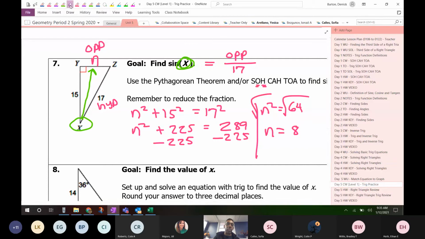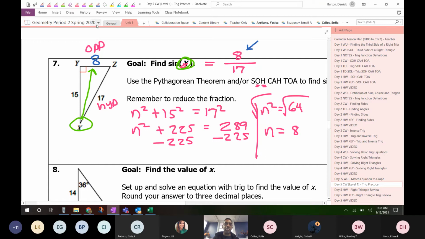All right, great. So n is 8. So I'm going to go ahead and put the 8 there. But that's the opposite side. That's the only thing that we were missing right here. We just needed the opposite side, and now we've got it. So that means sine of x is 8/17. It's just opposite over hypotenuse, 8/17.